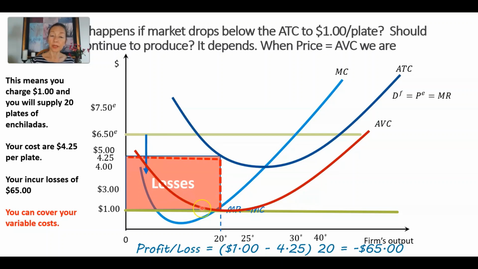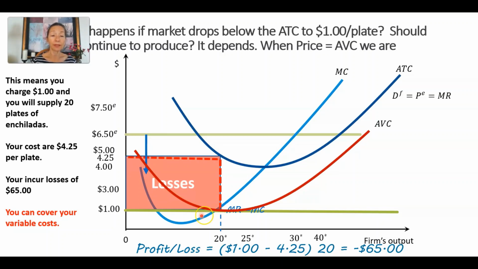Okay, so this is average variable cost when we produce 20 plates of enchiladas: $1. So this is how much it's costing us to cover our workers and our ingredients, for example. So should we continue to produce, or what should we do?